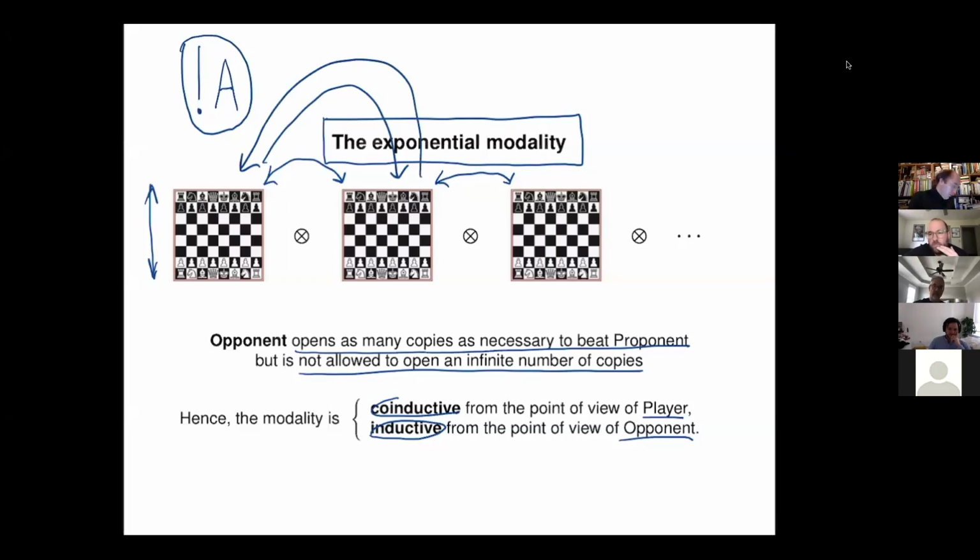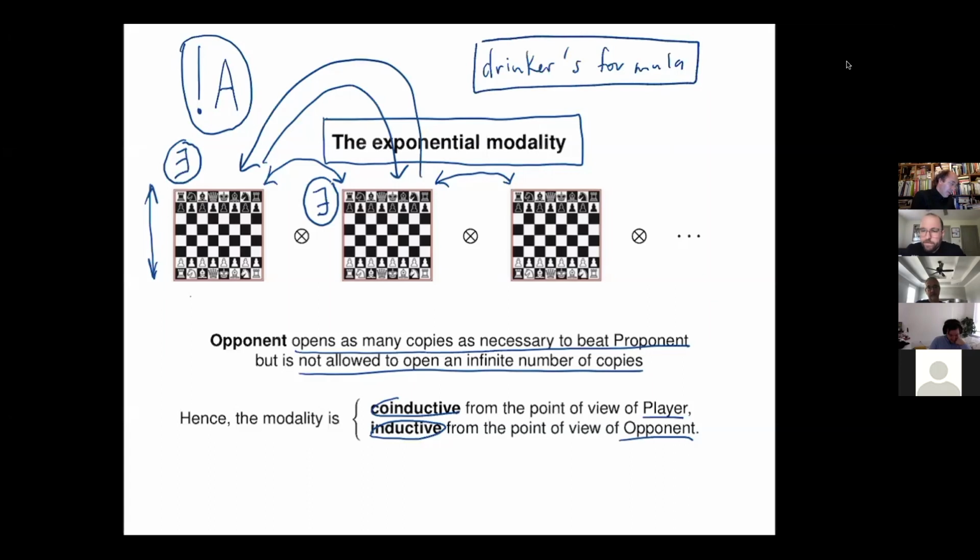But maybe I should stress that this is exactly what we saw with the Drinkers formula. In the case of the Drinkers formula, we had an existential, so opponent was giving us a witness here. I mean, in that case, I was playing the opponent, but I open a new board at some point. And so in fact, the Drinkers formula can be understood, and in fact, classical logic can be understood using that modality of linear logic. And this was started in the 80s by Girard and his school, people trying to understand classical logic from the point of view of this exponential.